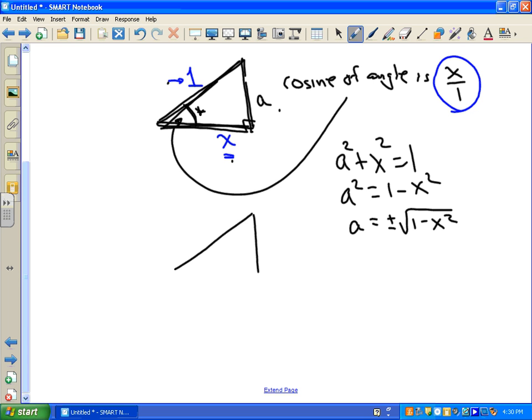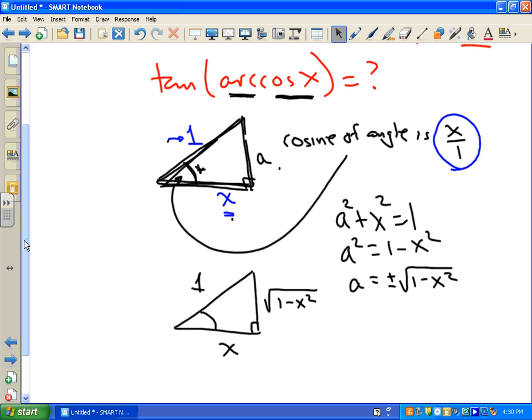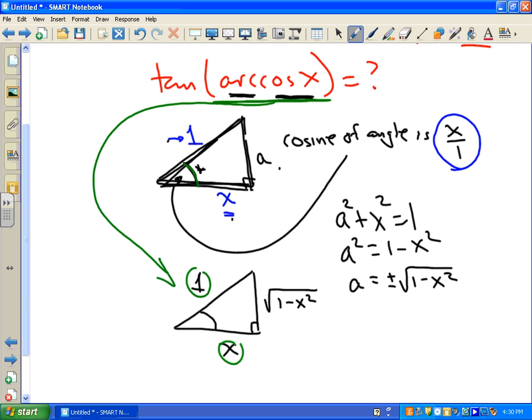So our triangle now looks like this. We have an angle down here. There's my right angle. This was x, this is 1, and this is now the square root of 1 minus x squared. And so what we've done is go back to the original problem. We've taken care of this portion right here. We have a triangle that has an angle that has a cosine of x, x over 1, and we found the other leg is the square root of 1 minus x squared.